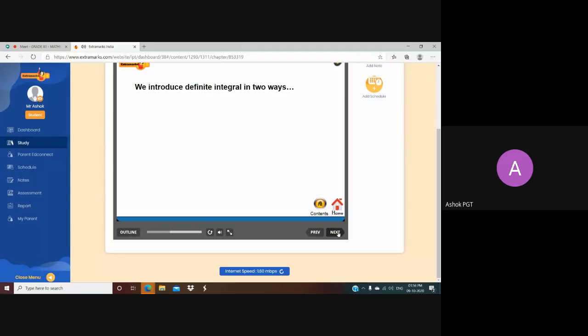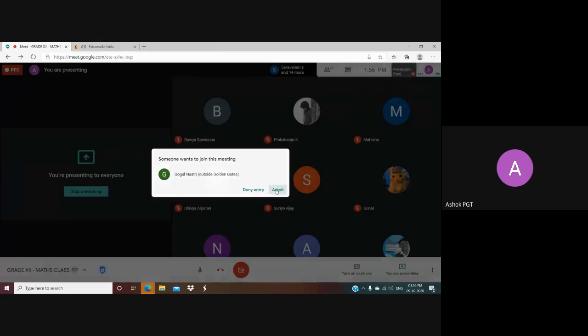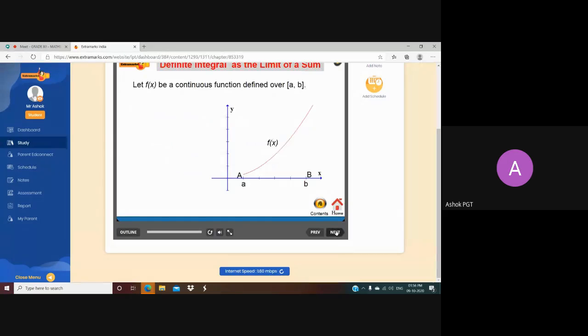The definite integral is introduced either as the limit of a sum or, if it has an antiderivative F in the closed interval [a, b], then its value is F(b) minus F(a). Here, we study these two cases separately. Definite integral as the limit of a sum. Let f(x) be a continuous function. Students, you don't require this concept, so I move on to the next video.